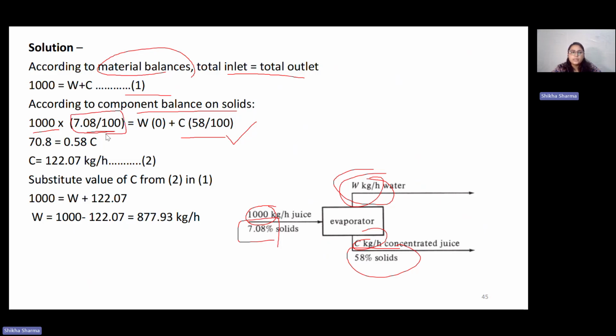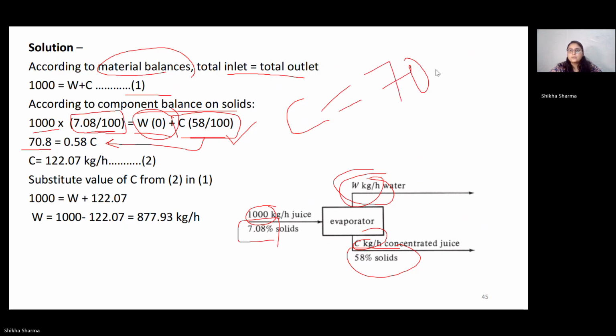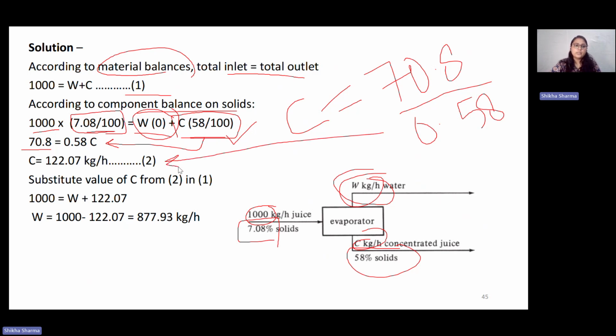So this equation would be 7.08 divided by 100 into 1000 would be 70.8, and equals to, this would be 0, and it would be 0.58. So 58 divided by 100 is 0.58 C. So C would be 70.8 divided by 0.58, right? So C is basically 122.07 kg per hour. Now we can substitute this value of C from equation 2 in equation 1.